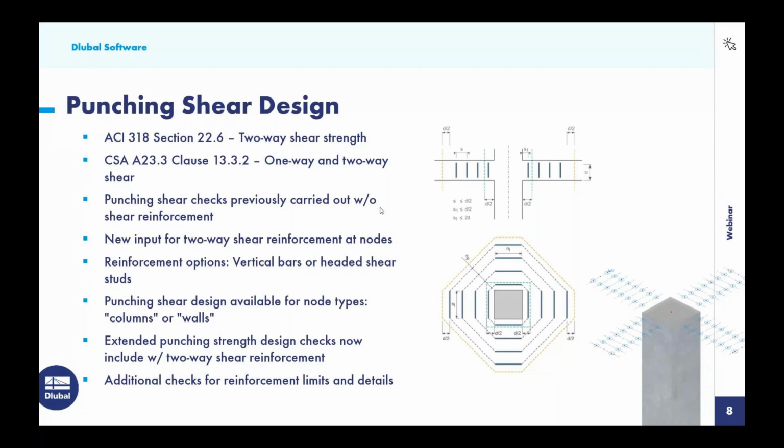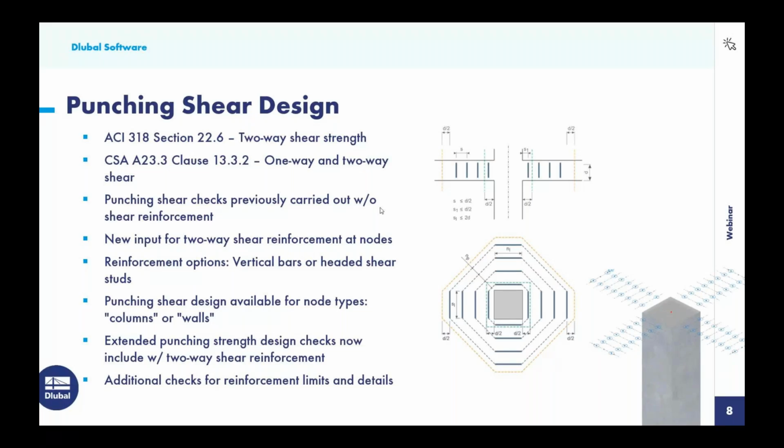So as I mentioned earlier, we have carried out the punching shear design for quite some time in RFEM and the concrete design add-on, but we were only able to do this without the shear reinforcement considered, without that two-way shear reinforcement. So we would just flag you as a user if the strength of the concrete alone was not sufficient, but had no way to really address that further without the input of the shear reinforcement. But now we have that ability to define that here at the punching shear nodes.